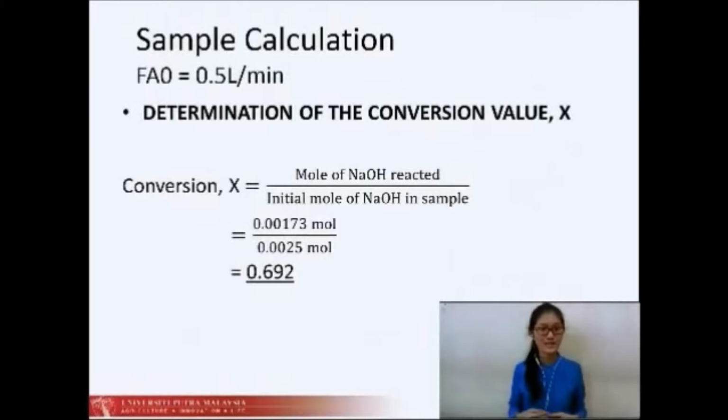Now, I'm going to explain how to calculate conversion, rate constant and also reaction rate. Conversion is calculated by using the formula: conversion equals moles of sodium hydroxide reacted divided by the initial moles of sodium hydroxide in the sample. So in this case, when the flow rate is equal to 0.5 liter per minute, the conversion value is 0.692.